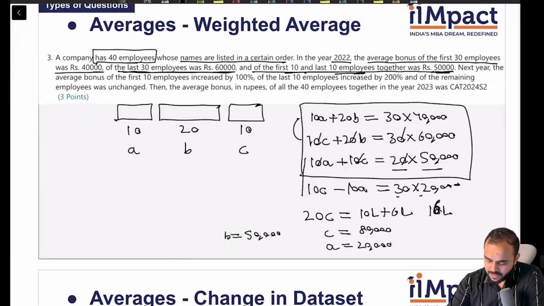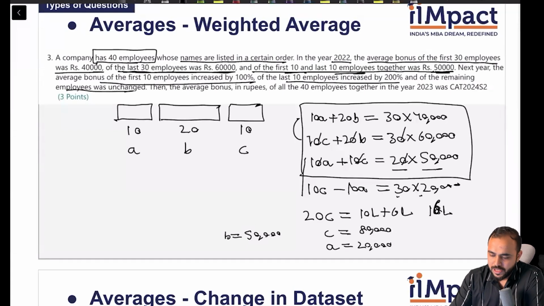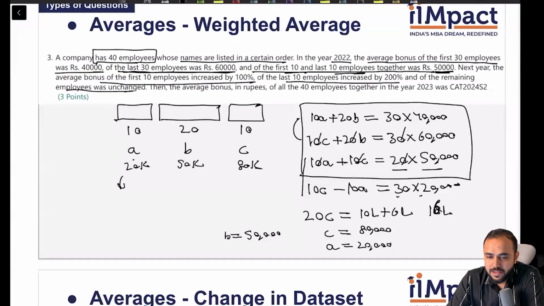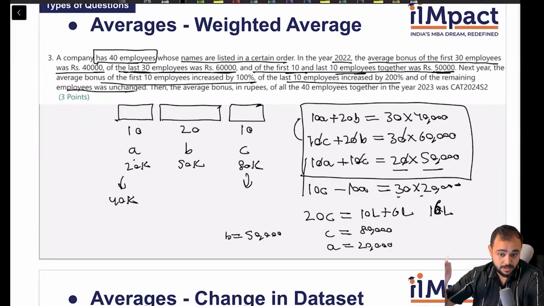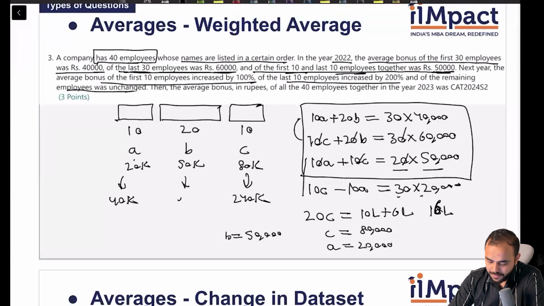After this, what are they saying? Bonus of first 10 employees increased by 100% and last 10 employees increased by 200%. And for the remaining, it was unchanged. So now this is given to you as 20K, this is 50K, this is 80K, this increased by 100%. So this became 40K. This increased by 200%. So this becomes what? 240K, and this remains as 50K.